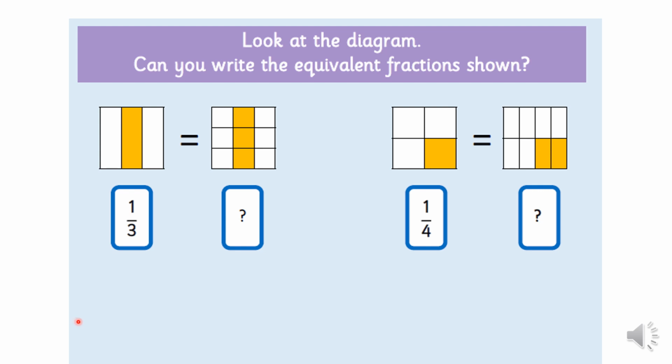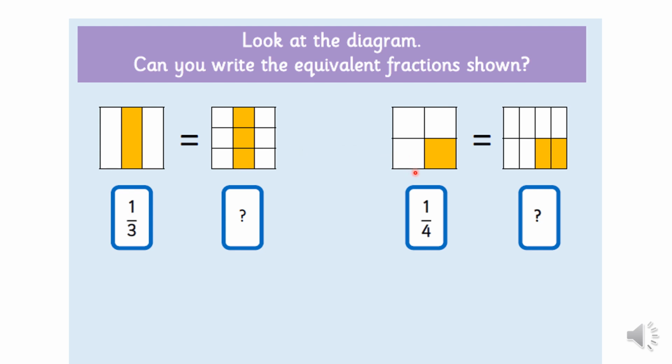So let's have a look at these diagrams then. Here we have a shape which has been divided into 3 equal parts, and one segment of this is a third. This shape here has been divided into 9 equal parts, but the same amount has been shaded in. This fraction has 9 equal parts, and 3 out of those 9 have been shaded. Therefore, the fraction here is 3/9.